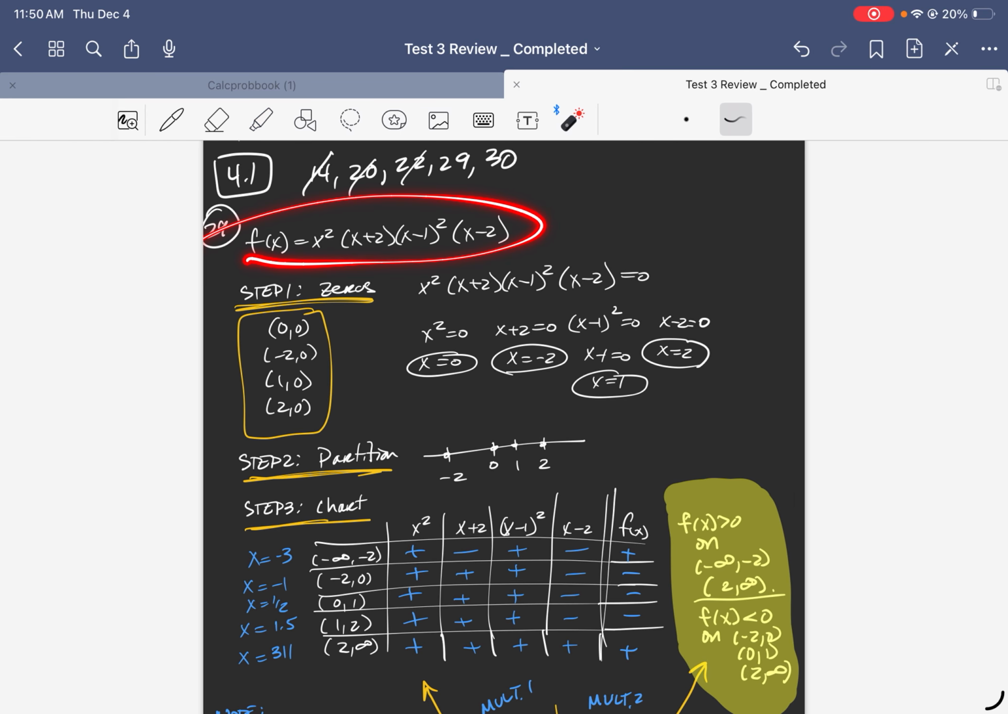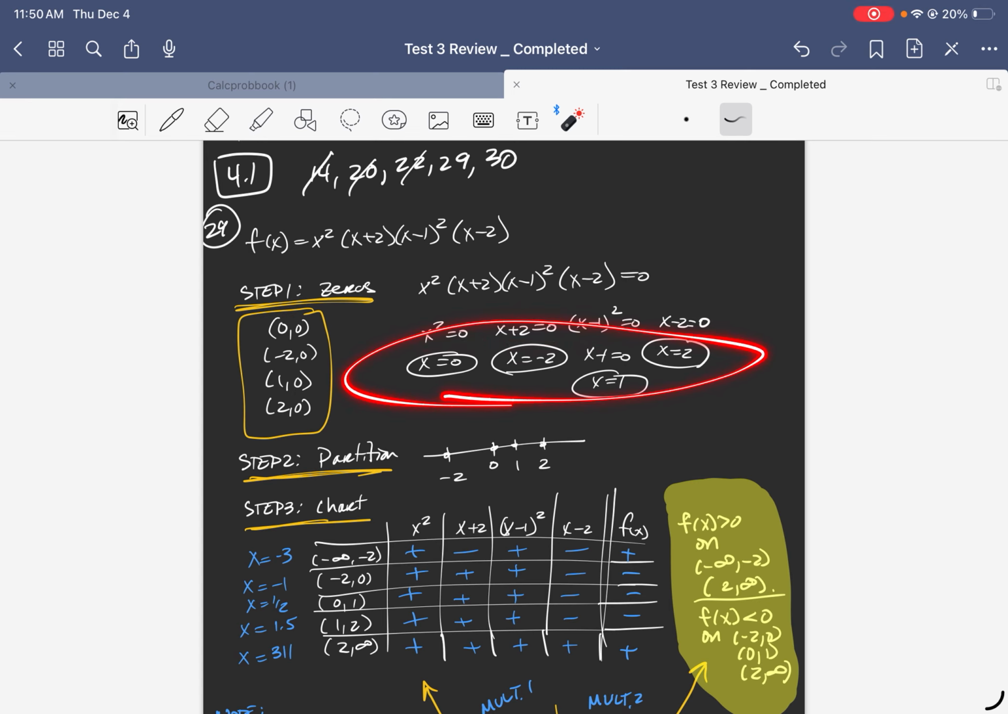28, it is already factored for you. So finding the zeros is easy. We get this. You just set each factor equal to 0, but the only way that x squared can be 0 is if x is 0. The only way that x squared minus 1 can be 0 is if x minus 1 is 0. So we get these zeros.